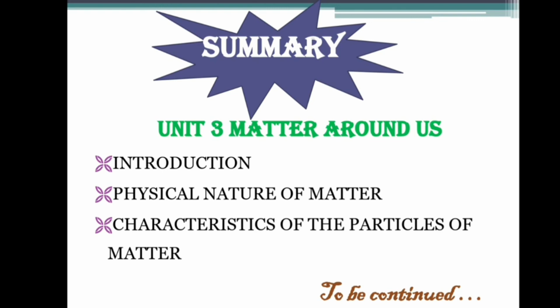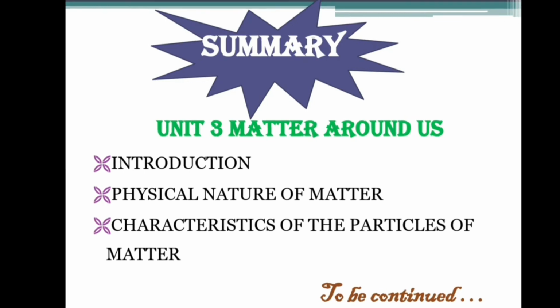Finally, we discussed the characteristics of the particles of matter. So we saw that matter is made up of smallest particles and they have space between them. Particles attract each other and that's what keeps them together. So these are the three main characteristics of the particles of matter.